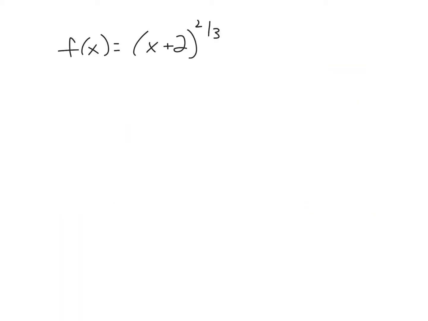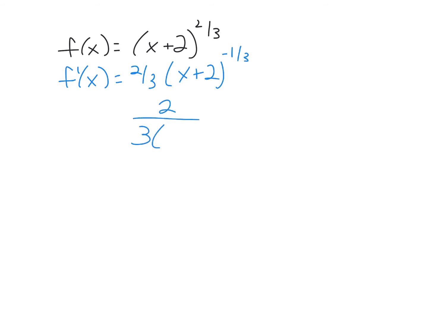Alright, let's do this one as well. Derivative time. Bring that 2/3 up front, negative 1/3 here, and the derivative of the inside is just 1, so it works out nice. It's just going to be 2 over 3 times (x plus 2) to the 1/3. And so what values make this undefined or 0? That would just be negative 2.